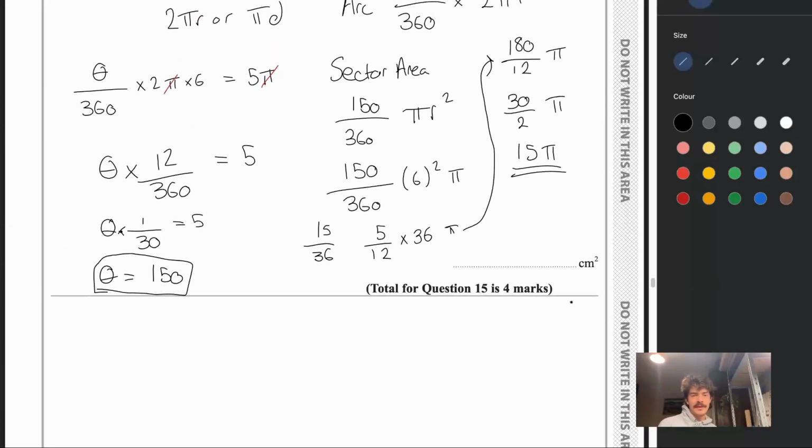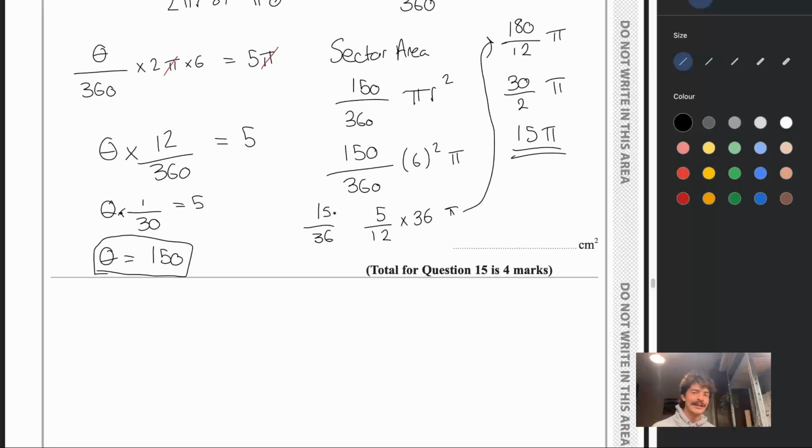I suspect there would have been a nicer way to do that, actually, in retrospect. 6 squared gives you the 36 over 360. They would have cancelled. Yes, that would have been just that little bit easier. And then you would have been able to divide by 10. The 150 would have popped up much quicker there. Or the 15, sorry.